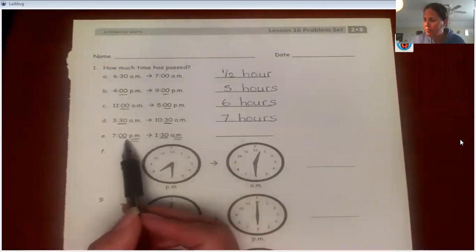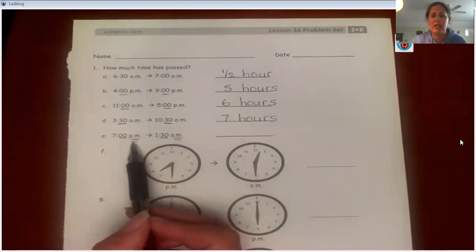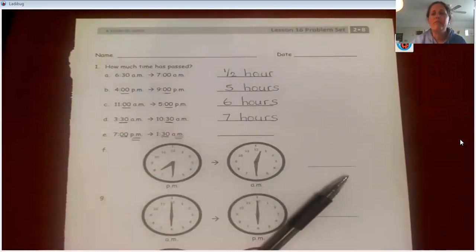So once again, I have to remember that once I get to 12 o'clock, which in this case will be 12 o'clock midnight, then it switches over to the 1. So if I'm starting at 7 o'clock p.m., I would add an hour to get to 8 o'clock, then 9 o'clock, 10 o'clock, 11 o'clock, 12 o'clock, then it switches over to 1. So here's 6 hours to get to 1 o'clock a.m., and then we add on the 30 minutes or half hour to get to 1:30.